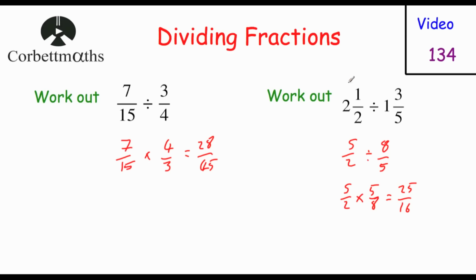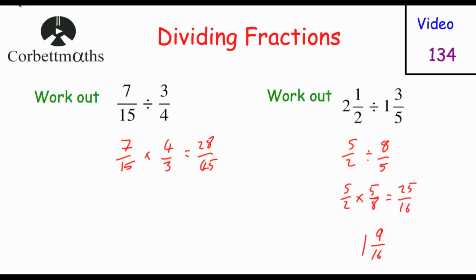Now because the question is given in mixed numbers, I'm going to write this top-heavy fraction as a mixed number. So the line means divide by, so we've got 25 divided by 16. There's 1 16 in 25, and the remainder is 9, so we've got 1 and 9/16, and that's it.